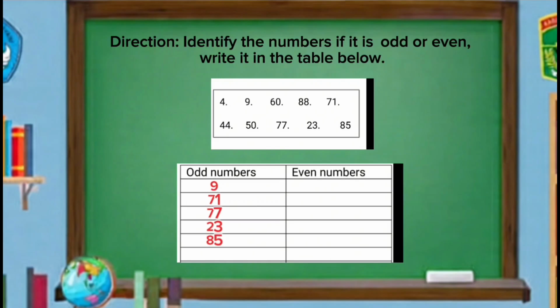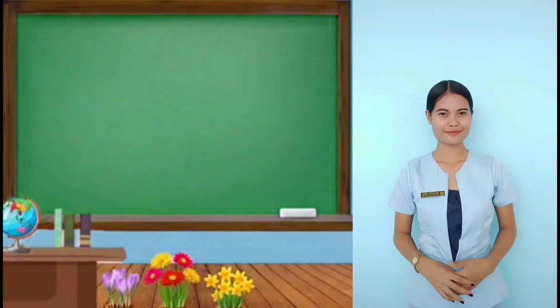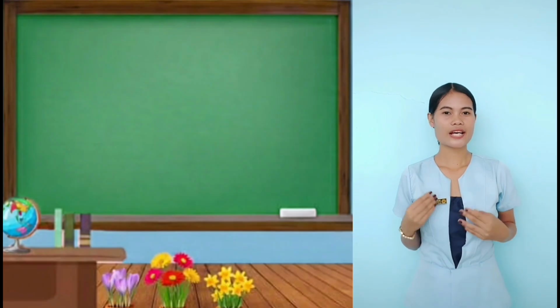These are odd numbers. Now, let's proceed to the even numbers. We have 4, 60, 88, 44, and 50. These are even numbers. Okay, class, that's all for today.